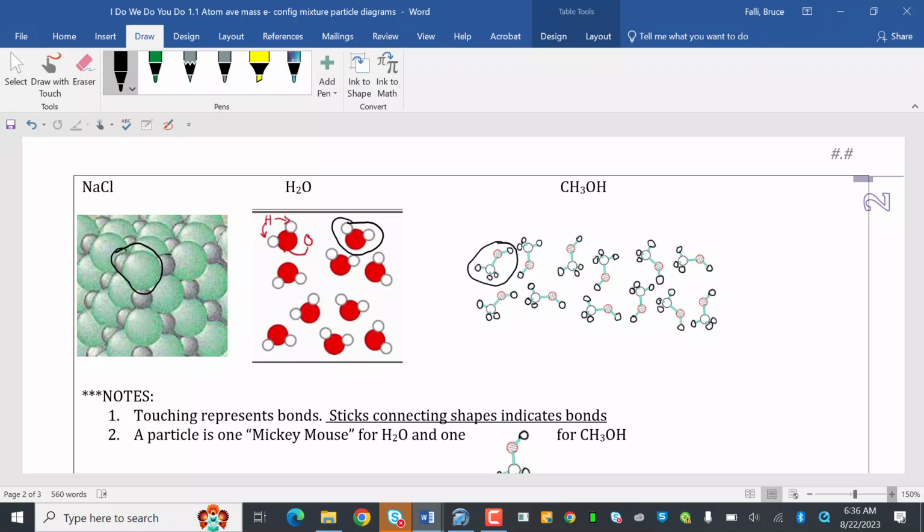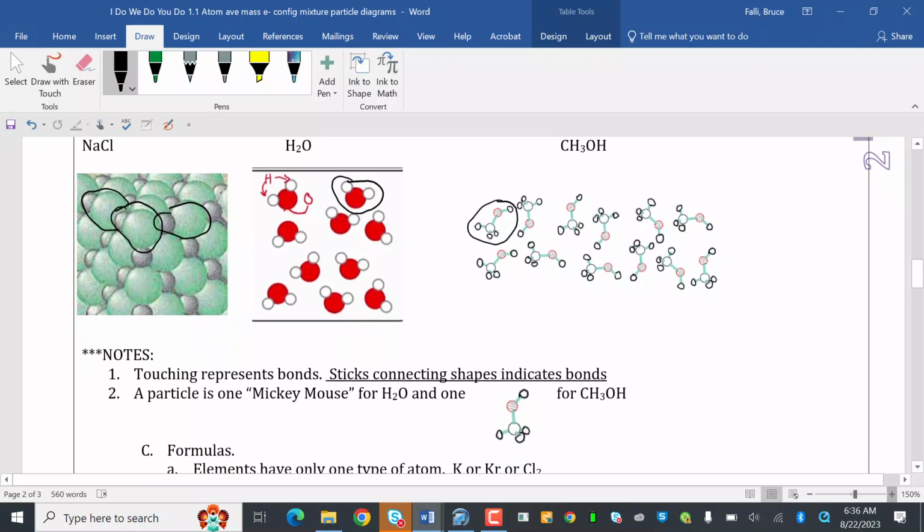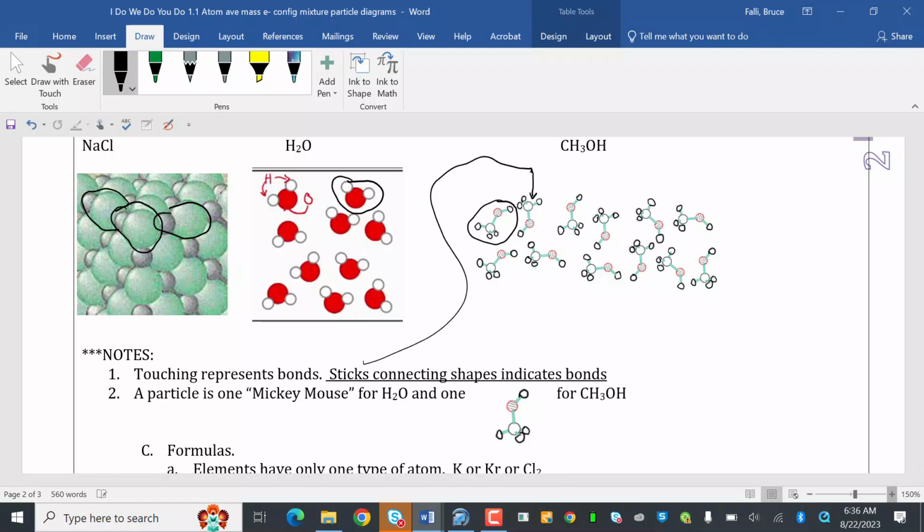This forms a lattice, so you can keep looking for a repeatable pattern. I guess I should have gone this way. Looking for a repeatable pattern that you can see over and over and over again. Touching represents bonds. Sticks connecting shapes indicates bonds. So this is a new way to indicate a bond. Okay? That's the sticks connecting them.